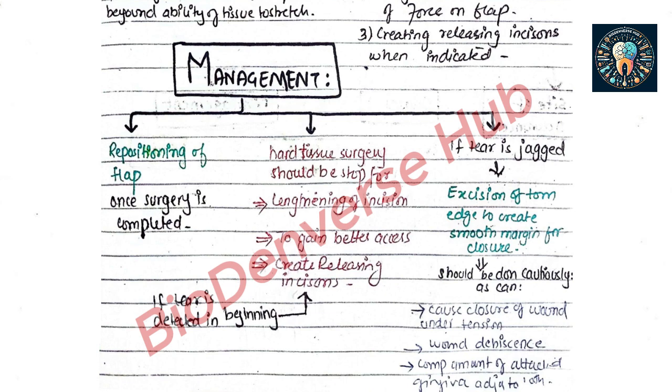If the tear is jagged, you need to excise the torn edges to create a smooth margin for closure. It should be done cautiously because it can cause closure of the wound under tension. It can also cause wound dehiscence, and it could also compromise the amount of attached gingiva adjacent to the tooth. So this was about the tear of the mucosal flap.